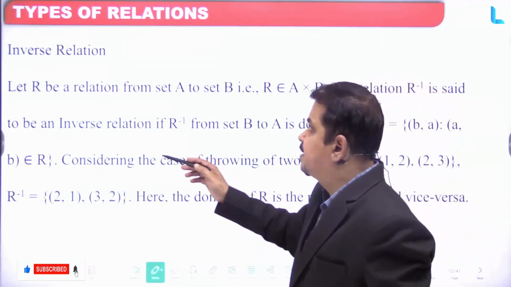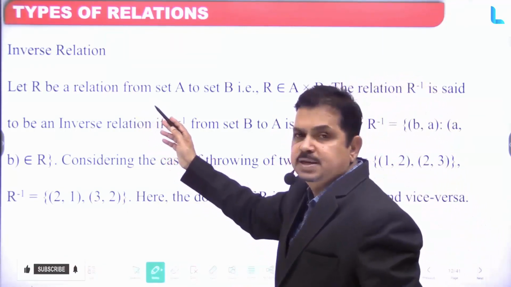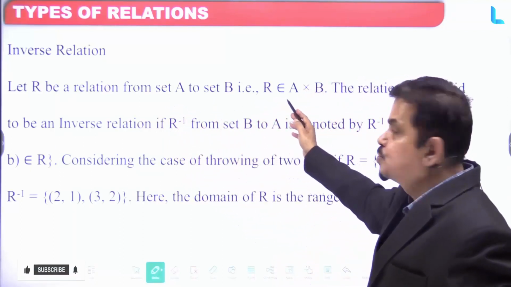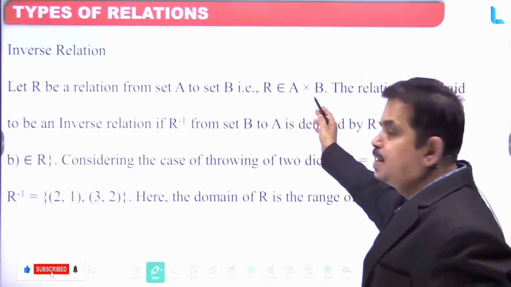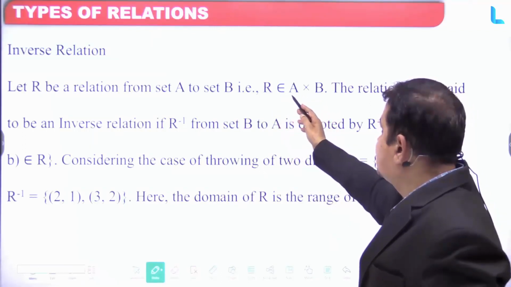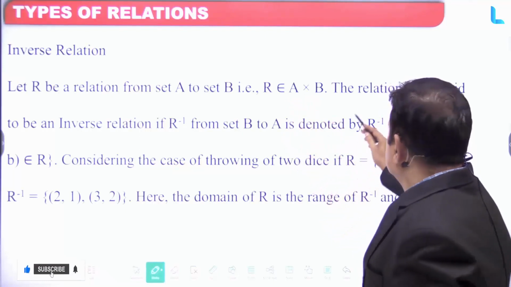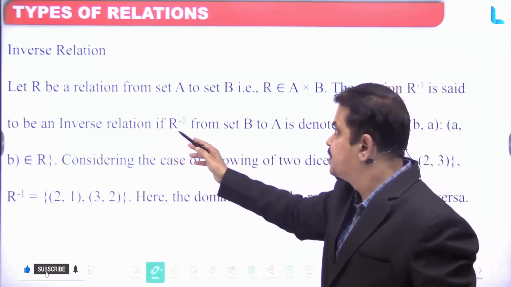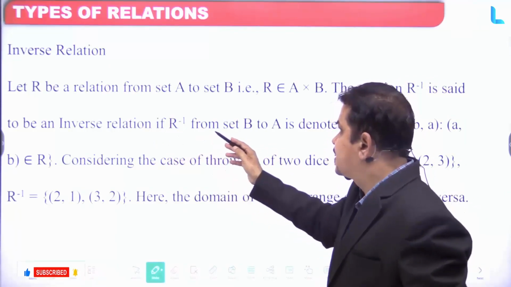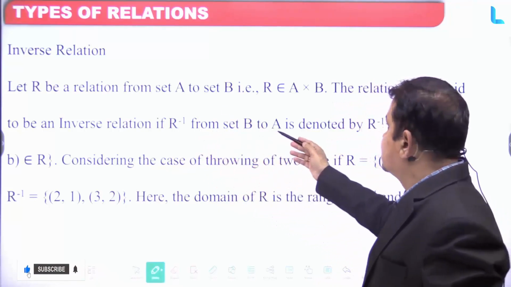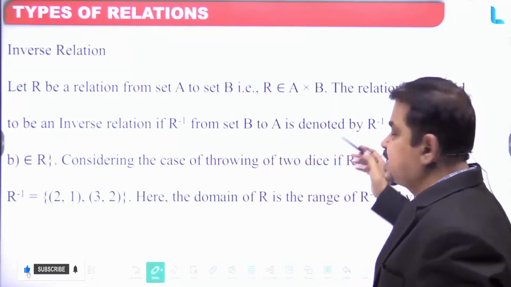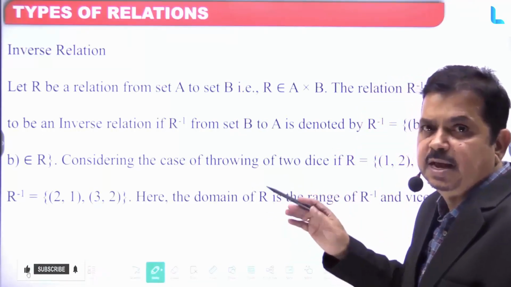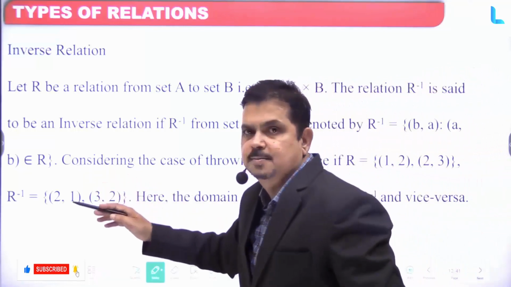So we can define a relation R from the set A to set B, so R belongs to the Cartesian product of A and B, or we can write R belongs to A cross B. The relation R inverse from set B to A is denoted by R inverse equal to the set containing elements (b, a) such that (a, b) belongs to R.